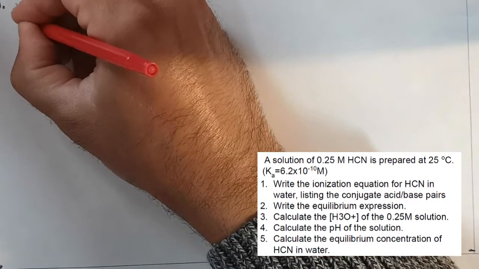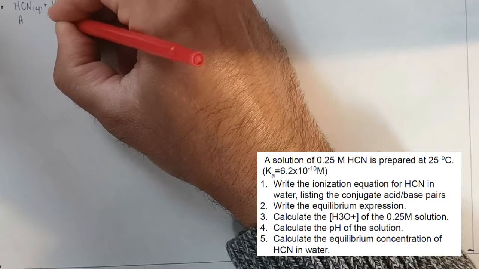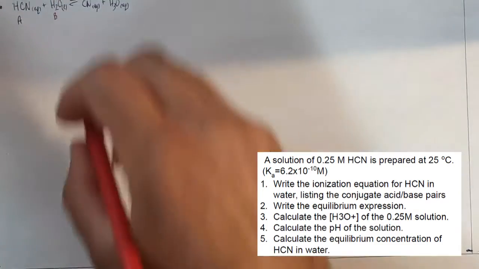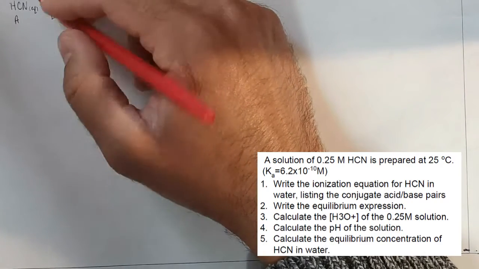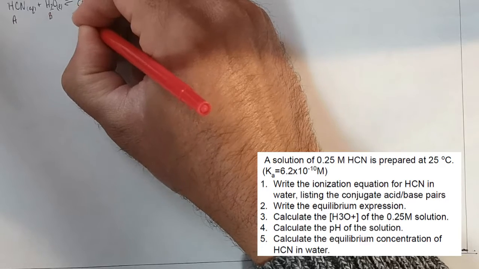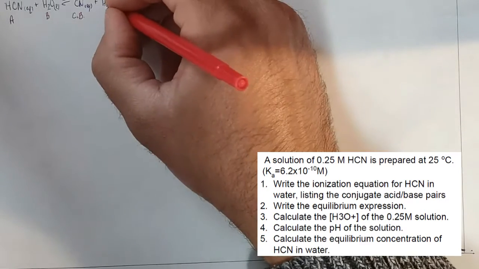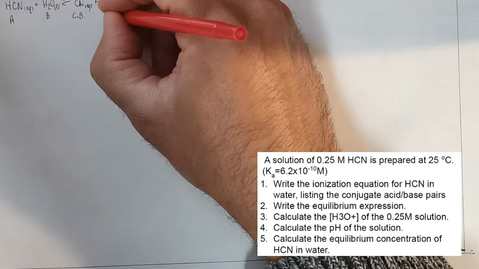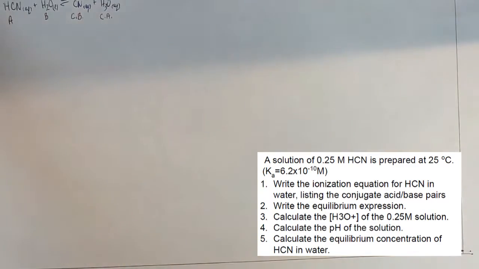This is our acid, because it donates the hydrogen. This is our base, because it receives the hydrogen. In the reverse direction, cyanide receives a hydrogen to revert back to its molecular state, so that makes it a conjugate base. And water donates the hydrogen in the reverse reaction to revert back into water. That makes it a conjugate acid. So in the reverse direction, it donates.